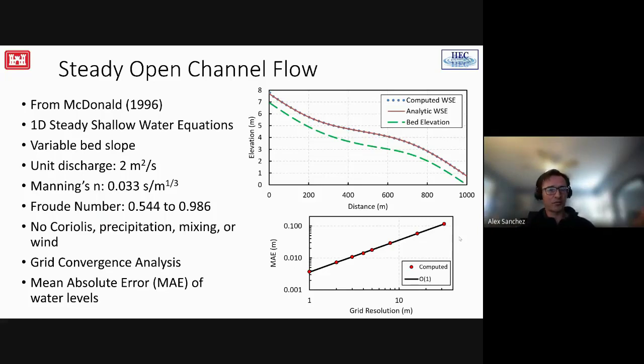Basically you run different resolutions and you see how the model error reduces with grid resolution. And then you can use that to compute the order of the overall accuracy of the model. So in this case, the order was approximately 1. That's because even though some terms are second order, like the pressure gradient term, there are other terms that are only first order, like advection. And so the overall accuracy of the model is first order. And that's this plot on the lower right-hand side.